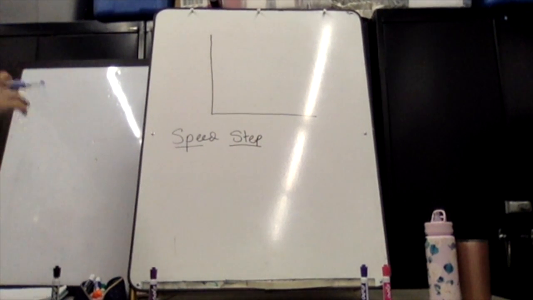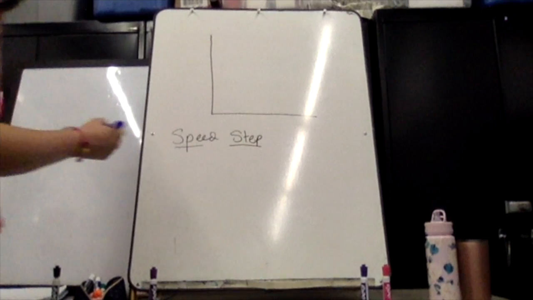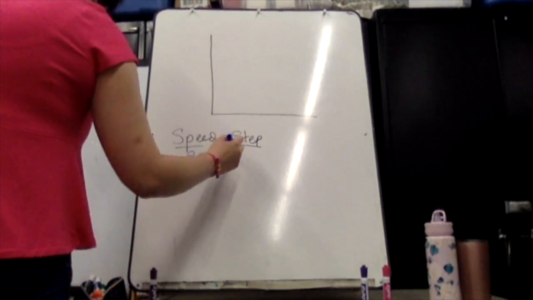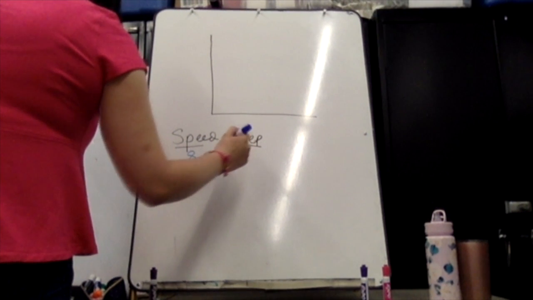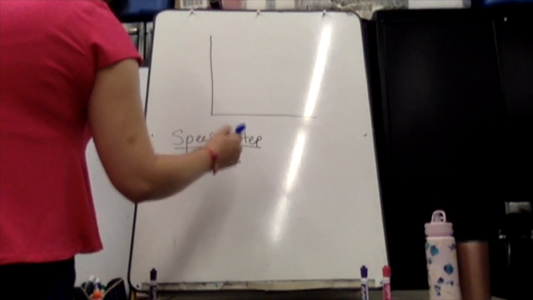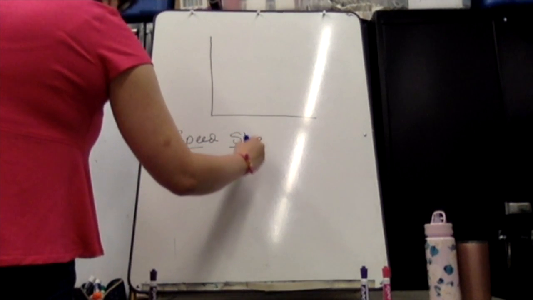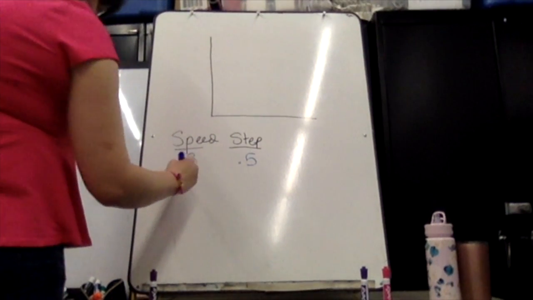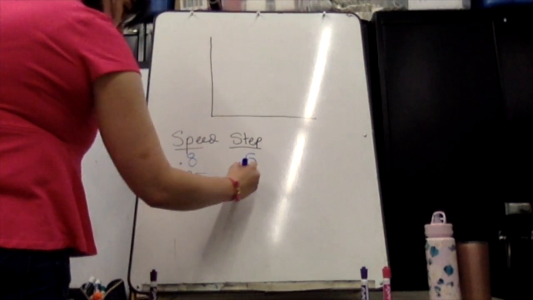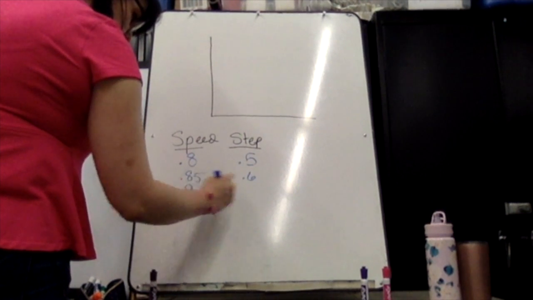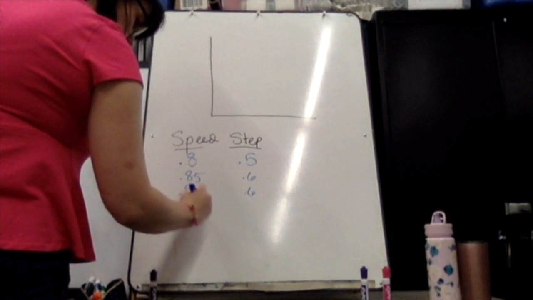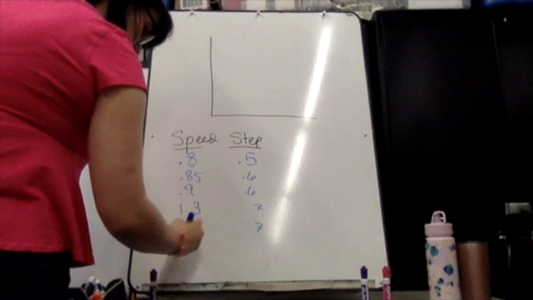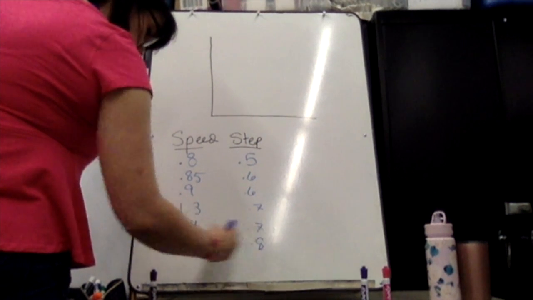In example 2, you're just going to say the speed and step, speed then step. Starting with 0.8 and 0.5. Then 0.85, 0.6. Then 0.9, 0.6, 1.3, 0.7, 1.4, 0.7, 1.6, 0.8, 1.75, 0.8.